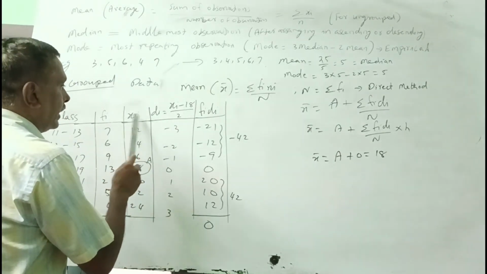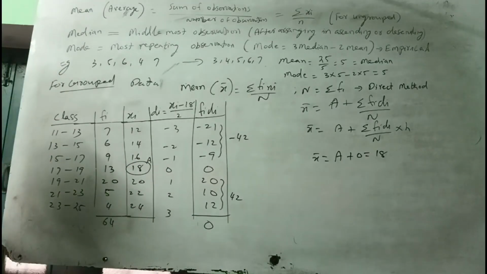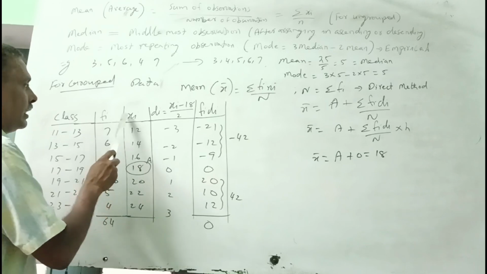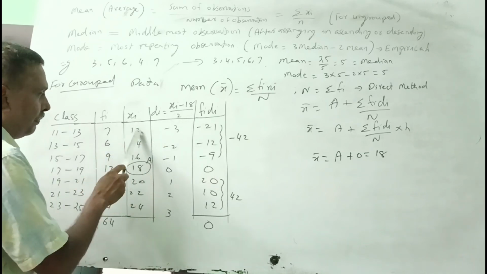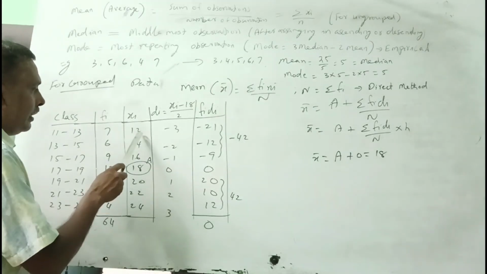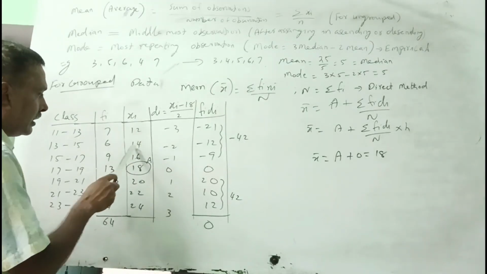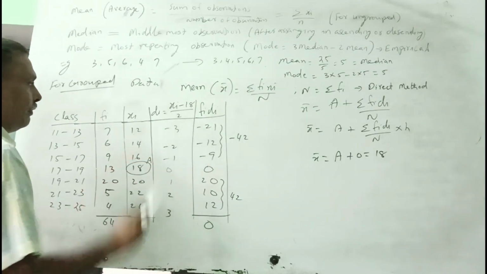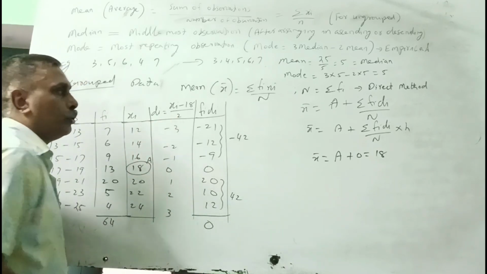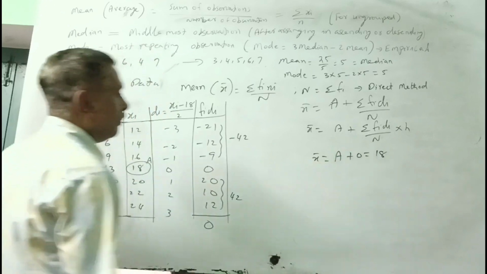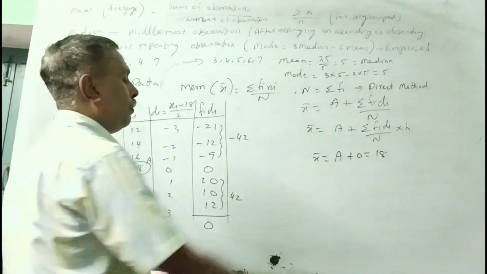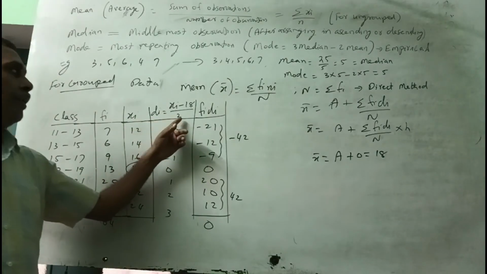That changes xi to di by subtracting this assumed mean, 18, from each of these observations, and dividing that result by this common difference, whatever the difference is. If you are not dividing by it, then it is called the assumed mean method only. The shortcut form is possible when you are dividing.